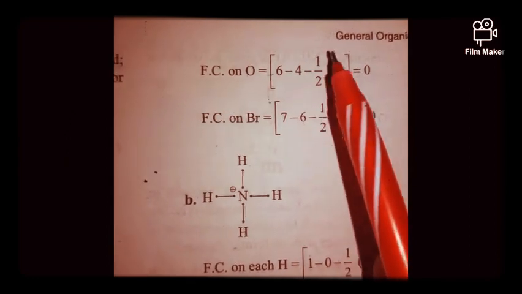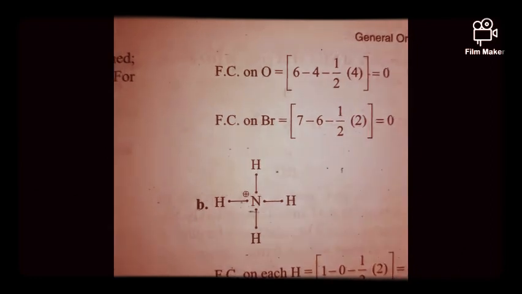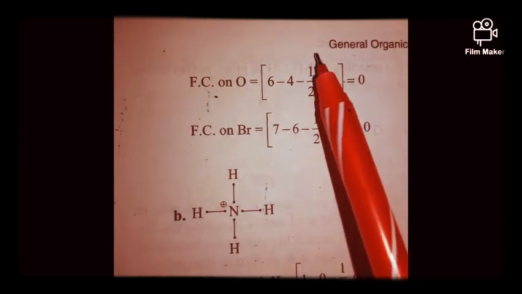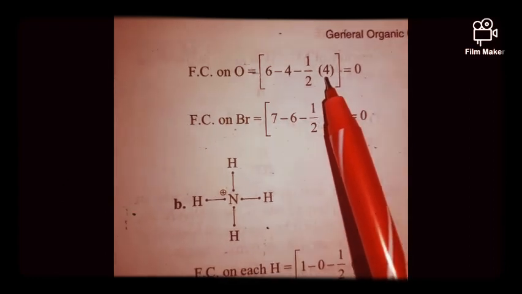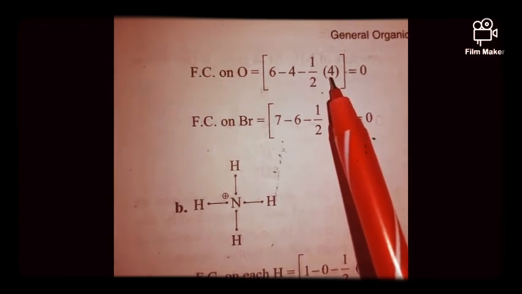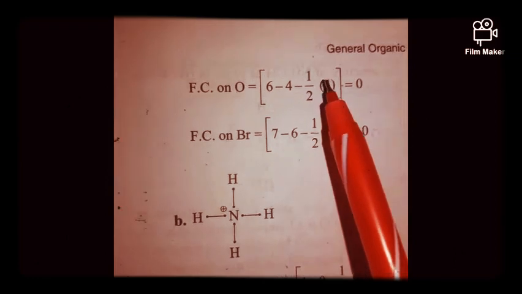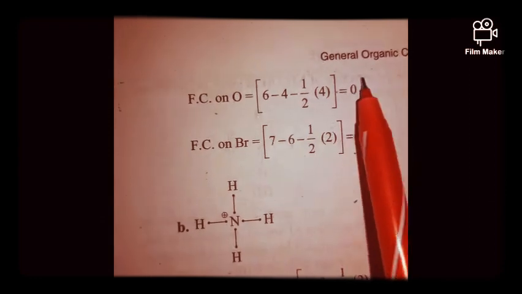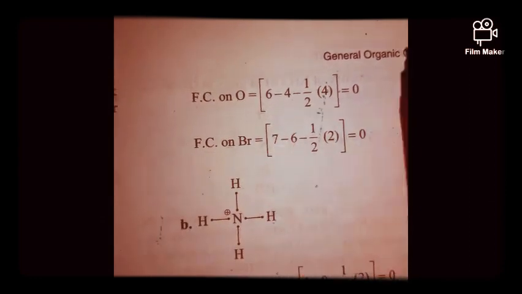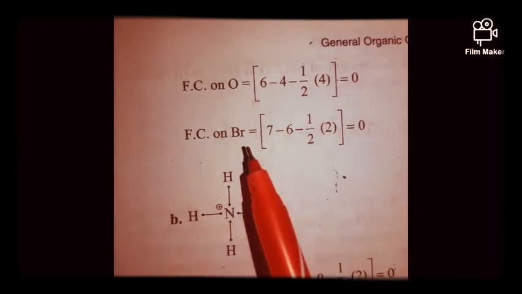Non-bonding electrons: on the oxygen, 4 non-bonding electrons are present, so 6 minus 4 minus half into the number of bonding electrons. Two bonds are present, or 2 bonds means 4 electrons, so half into 4. If we solve this we will get 0, so the formal charge on oxygen is 0. Next, the formal charge on bromine.